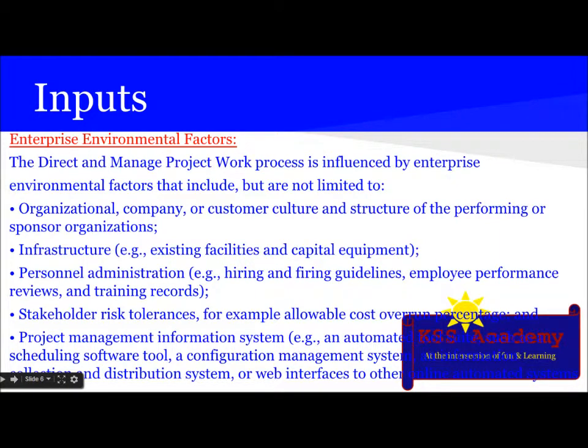The next input is enterprise environmental factors. The direct and manage project work process is influenced by enterprise environmental factors that include organization, company, or customer culture and structure of the performing or sponsor organizations. Infrastructure, for example existing facilities and capital equipment. Personnel administration, for example hiring and firing guidelines, employee performance review and training records.